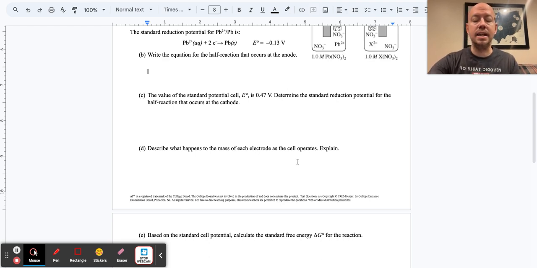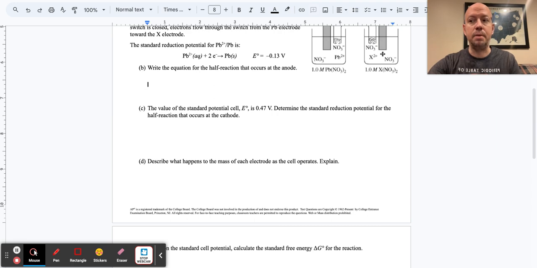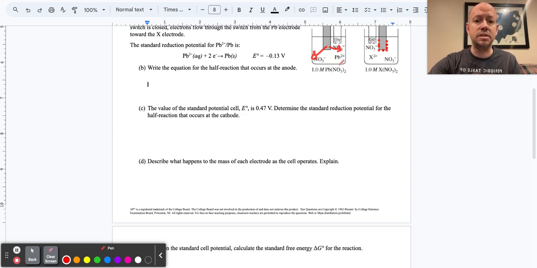So the reason that our cathode gains mass is that these X plus ions, once they gain an electron, stick onto the metal. That X plus, instead of floating around, is now stuck on as solid X atoms. What happens over here is that Pb, because it dissolves away, or because it loses its electrons, doing this backwards, turns into that aqueous lead. So there's less of it as solid and more of it as ions.